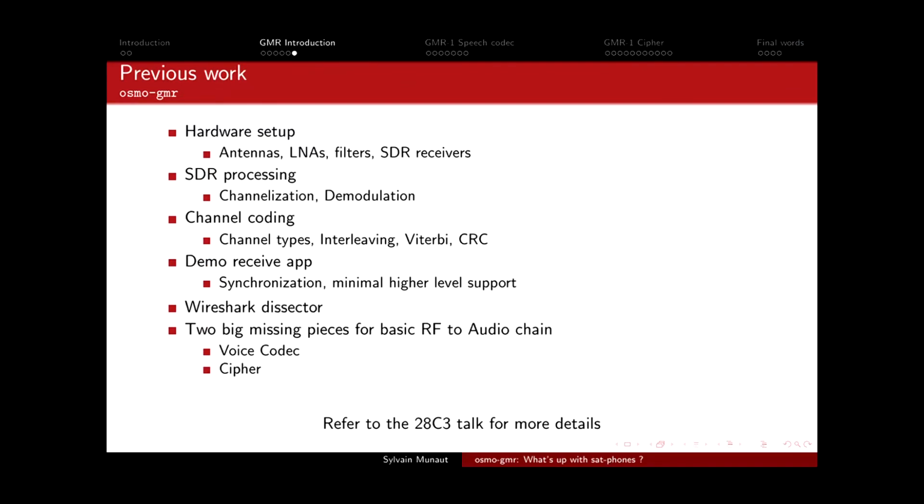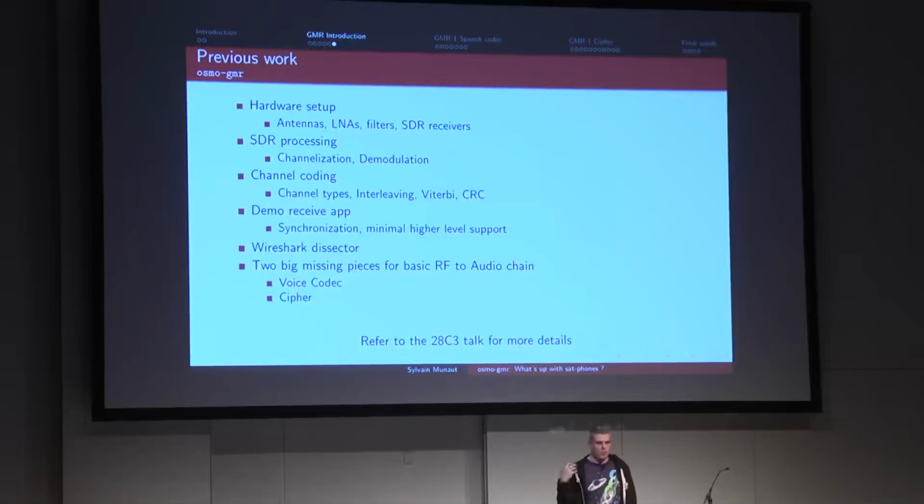So Osmo-GMR, what we presented last time, was essentially everything you needed to go from RF to Wireshark. That includes the hardware setup, so how you can build an antenna, what LNA to use, what SDR receiver to use. At that time, we didn't actually have RTL-SDR, which are the cheap DVB dongles you can use as SDR. Nowadays we do, which means that for less than $100, you can get an antenna, LNA, and SDR receiver, and all the hardware you need to actually listen to those signals.